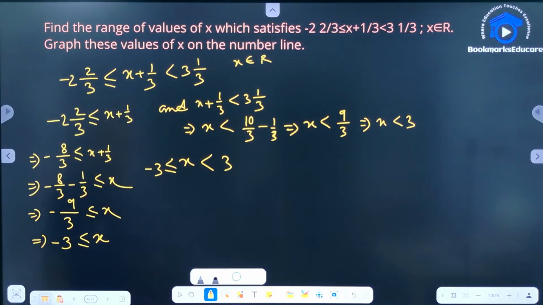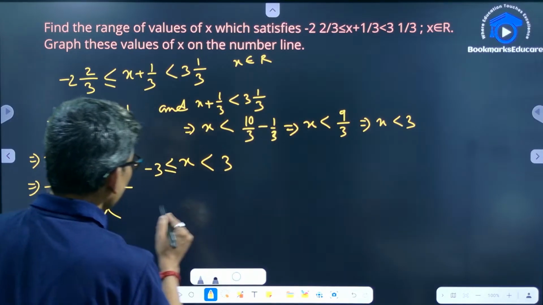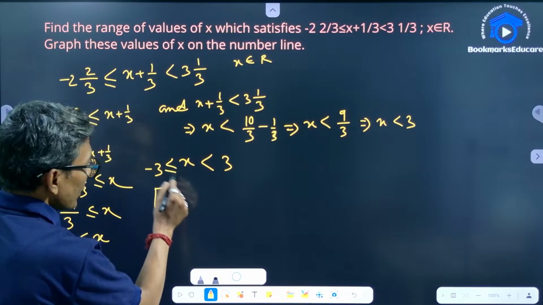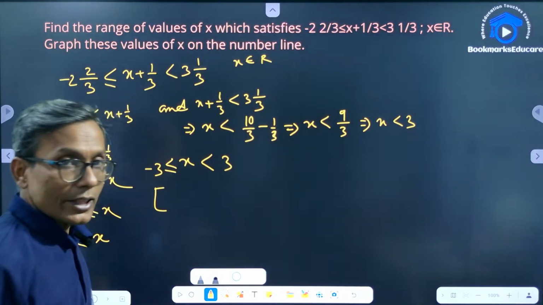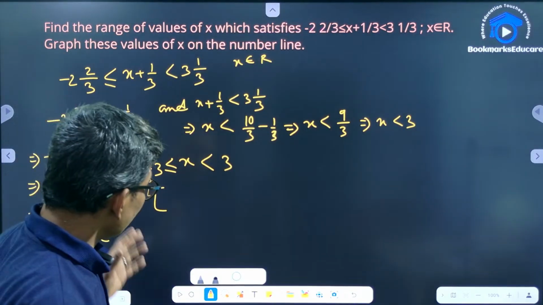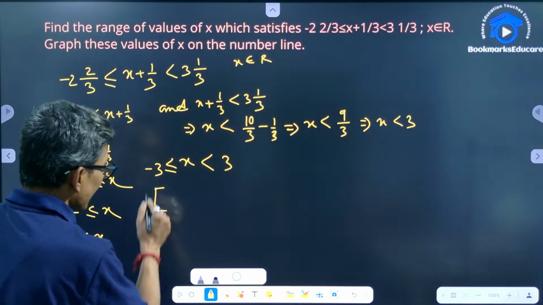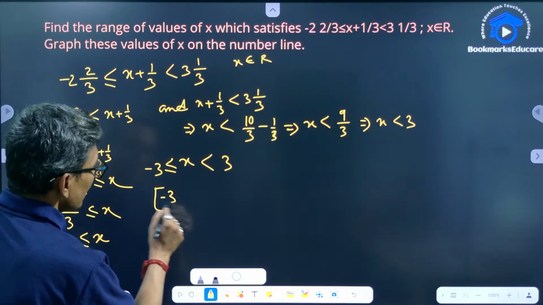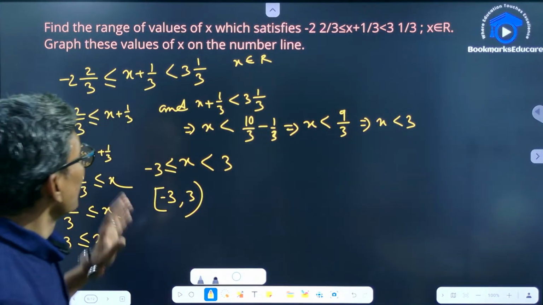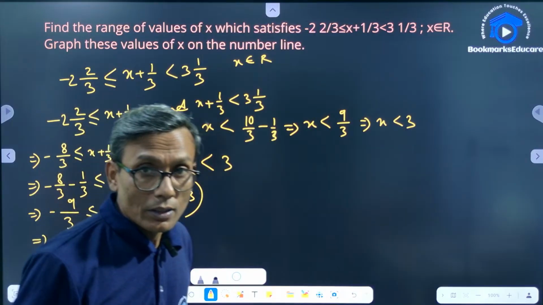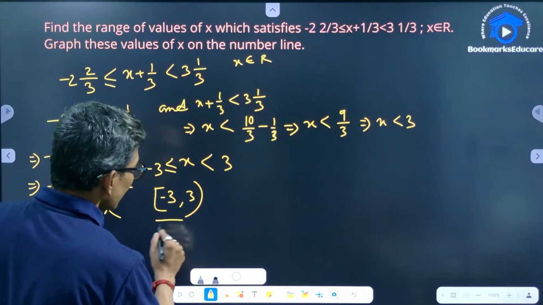So it can be written with the help of interval. This is how it is written using interval. This is a closed interval, meaning x greater than equal, so third bracket. To indicate the closed interval we use this sign, the third bracket, and to indicate open interval we use the first bracket.